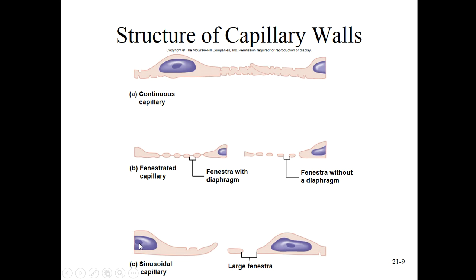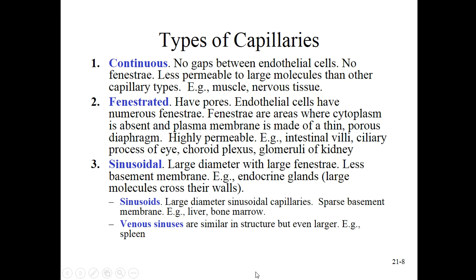And of course, these are found in the bone marrow and in the liver, places where we do want blood cells, particularly red blood cells just being created, or white blood cells just entering circulation to go to work. They need these very large openings. Okay, let's see a different visual representation in a future portion of the video.